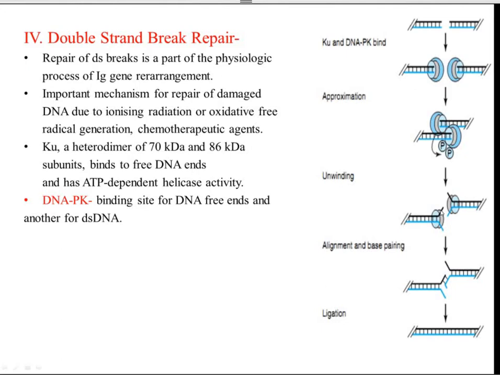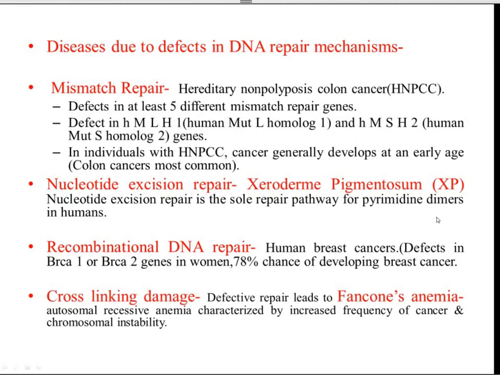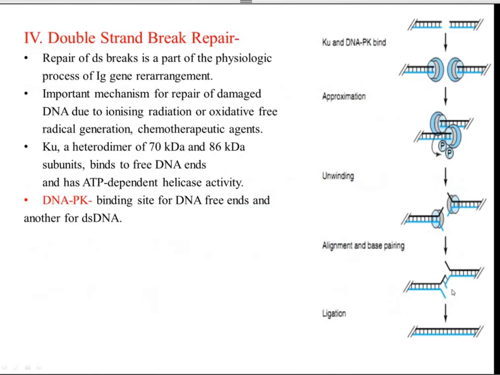Unwinding has taken place. What will happen? These two strands, the parental strand of one DNA and the complementary strand, the loose ends will come together, and there will be alignment and complementary base pairing. Nucleases and ligase will now repair the damaged ends. Okay.